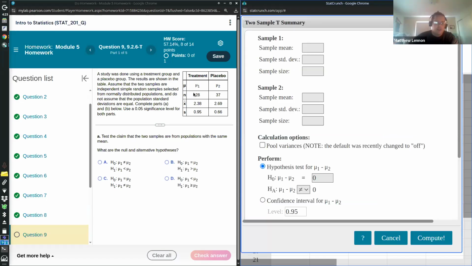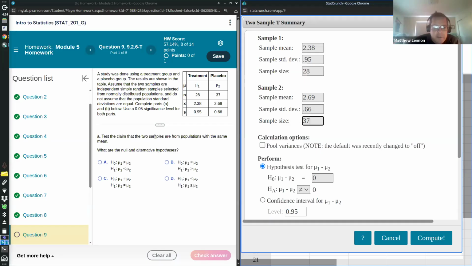Of course, the annoying part is it gives it in the wrong order. So 2.38 is the first number for me. Standard deviation 0.95. Sample size 28. The next one we have 2.69, 0.66, and 37. I'm just filling all that stuff in before I'm actually looking at what's happening.